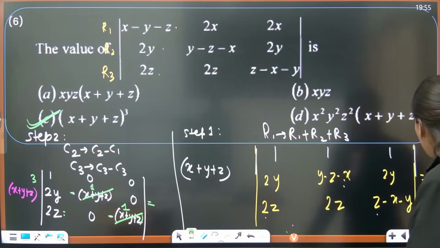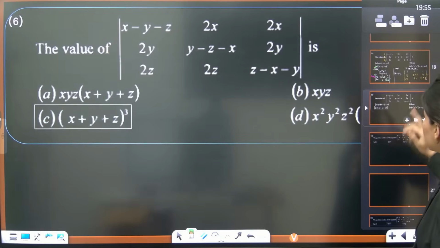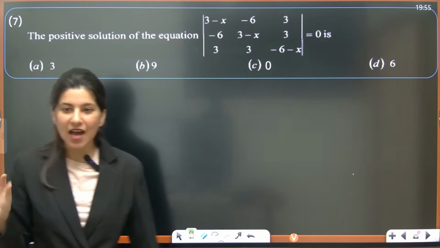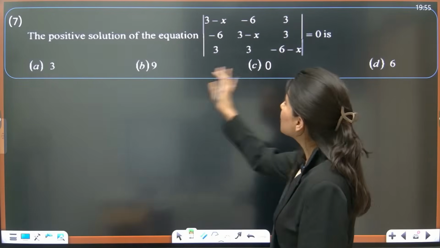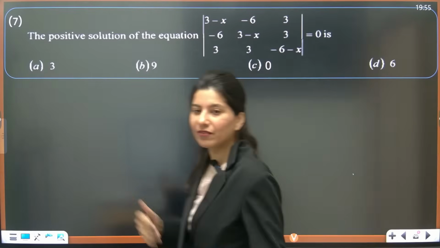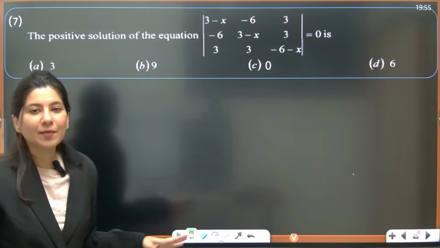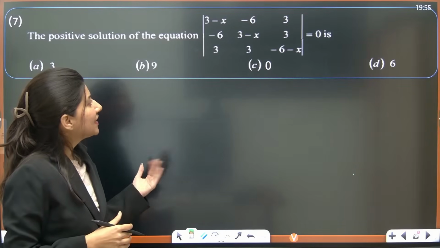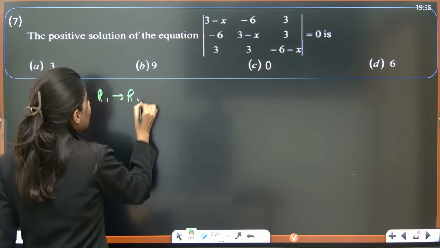Okay, all right, clear. Now we have another question on our screen. So option C is absolutely correct. Now again, another question from the world of determinants. Are we ready for it? This is again a very good question. The positive solution of this equation is what we are looking for. One thing is, just open it right away. Expand it right away, do not think about anything. Or what you can do is apply that operation also: row 1 goes to row 1 plus row 2 plus row 3.